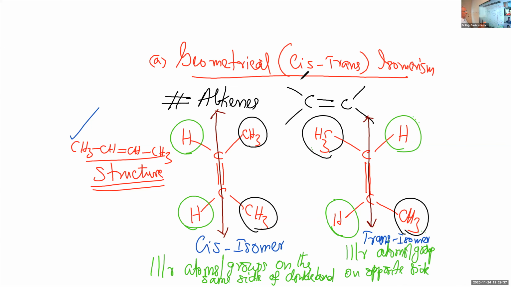Be very careful: double bond, not a single bond. If it is a single bond, the free rotation is there. If it is a double bond, there is no free rotation. That is why I give emphasis to the carbon-carbon double bond. So if the same or similar atoms or groups are on the same side of the double bond, it is a cis isomer. On opposite sides, it is a trans isomer. And it is due to the restriction of free rotation about the carbon-carbon double bond.